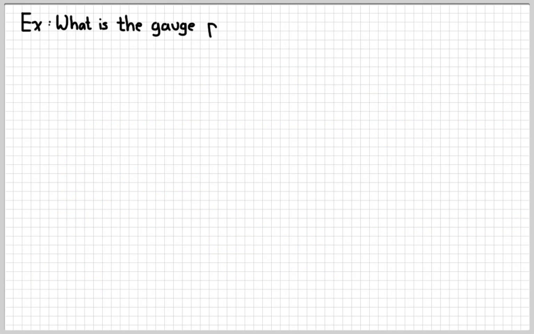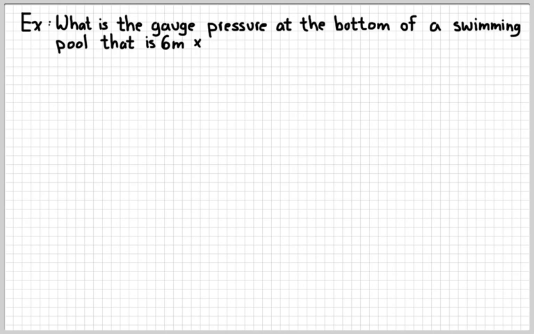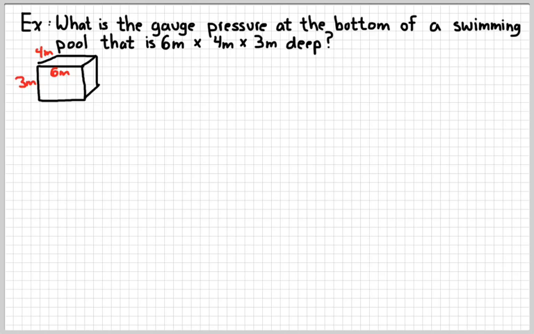So here's a simple example. What is the gauge pressure at the bottom of a swimming pool? The dimensions of the swimming pool are 6 meters by 4 meters by 3 meters deep. So, real quick, a simple drawing. That's what my swimming pool might look like.